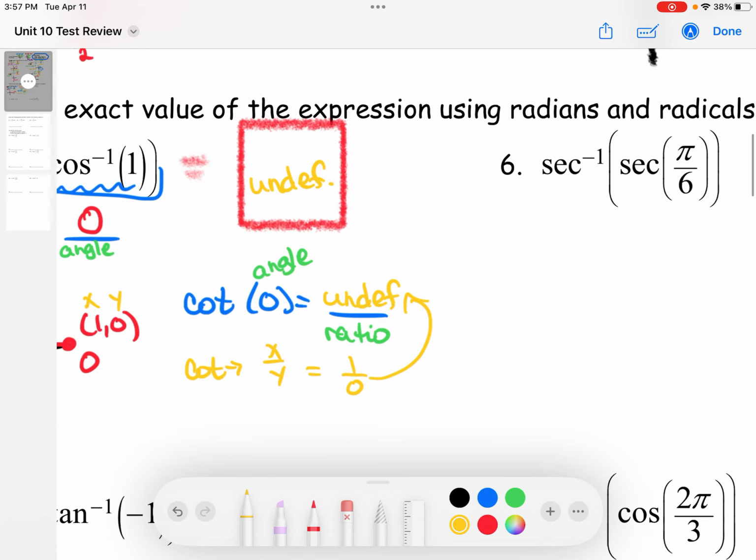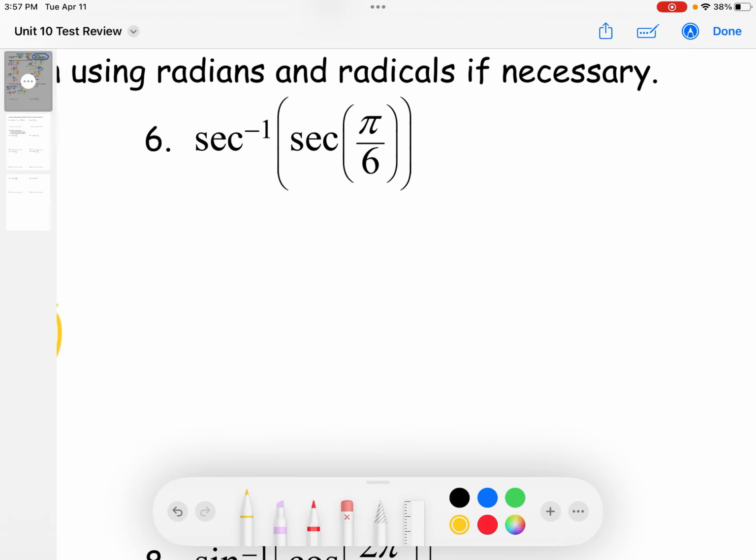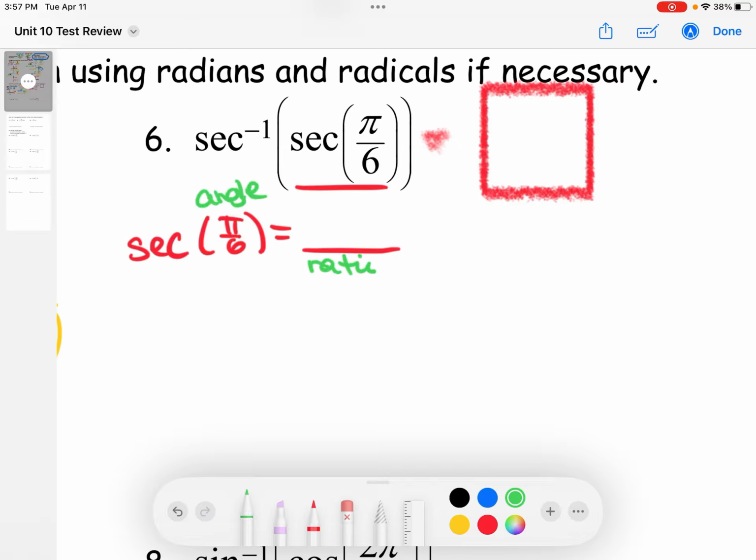All right, let's look at 6. We have secant inverse of secant of pi over 6. So we'll do this inside piece first. Secant of pi over 6, and we'll get an answer. Secant being a regular trig function, that pi over 6 is an angle. So we are looking for the ratio. Plotting pi over 6, it's going to be in quadrant 1.